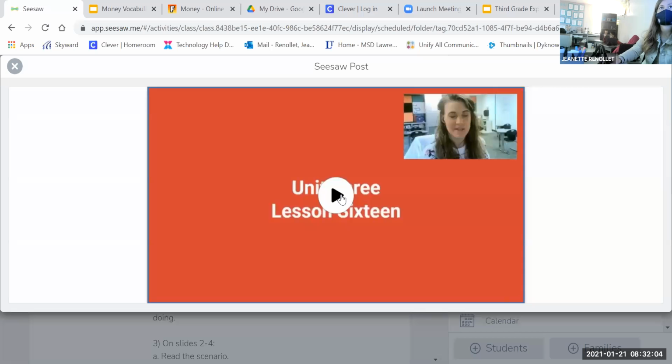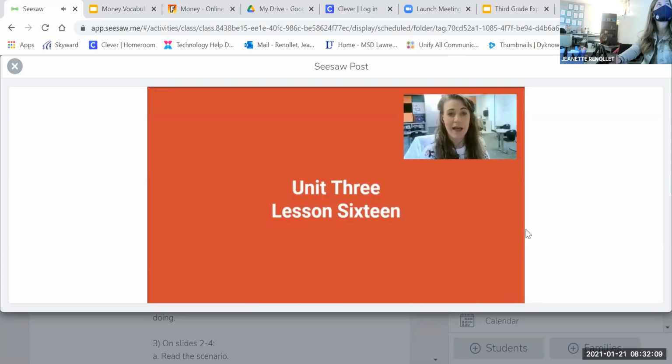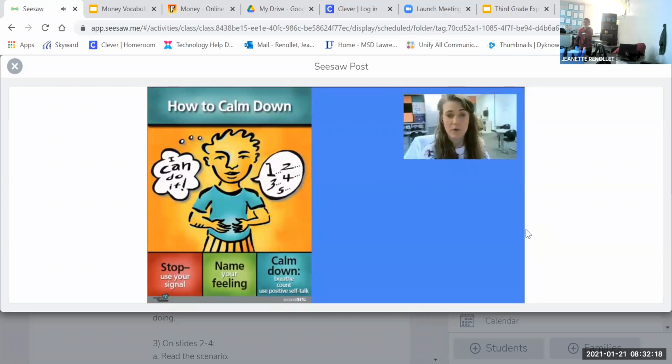Listening to the instructions. Today, we will continue our second steps lesson by taking a look at lesson 16 from Unit 3 on managing hurt feelings. Last lesson, you practiced calming down angry feelings. Remember the ways to calm down? We can belly breathe, we can count, and we can use positive self-talk. It's important to stop, name your feeling, and calm down when you feel angry so you don't do something hurtful. Today, you're going to practice how to calm down when your feelings have been hurt.